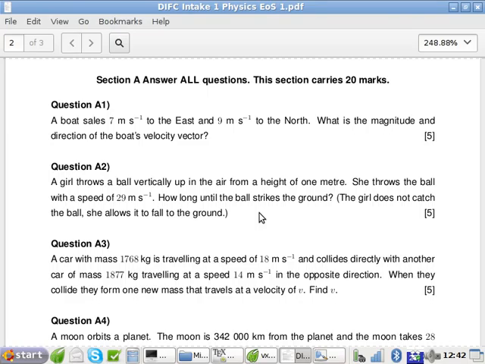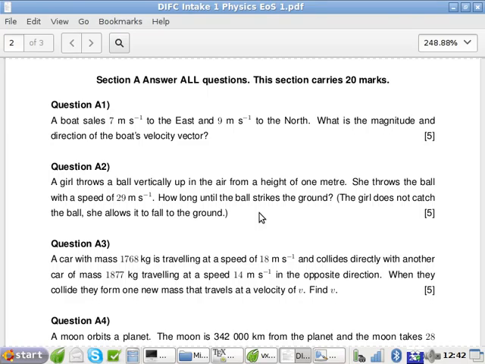So number 2, the girl throws the ball up in the air and she's 1 meter tall. She throws it up and it comes down and it hits the ground, the ground, not her hand. So what type of problem is this?